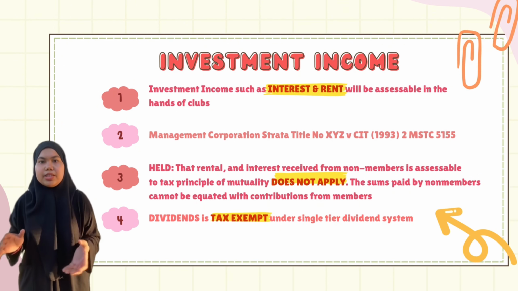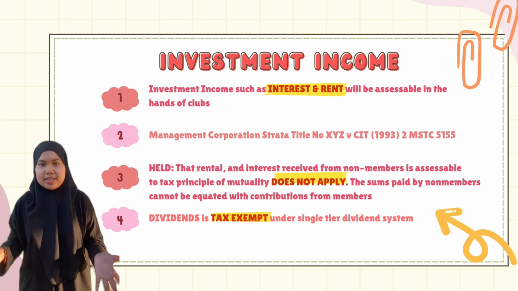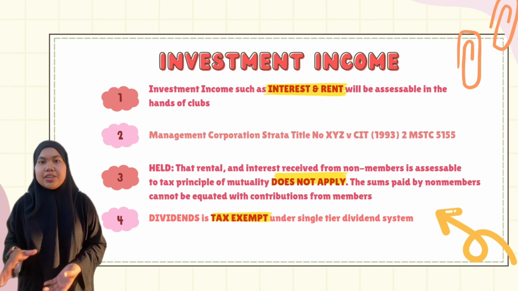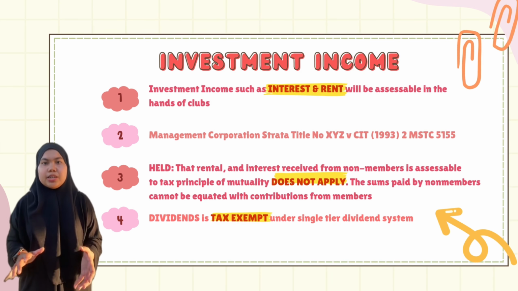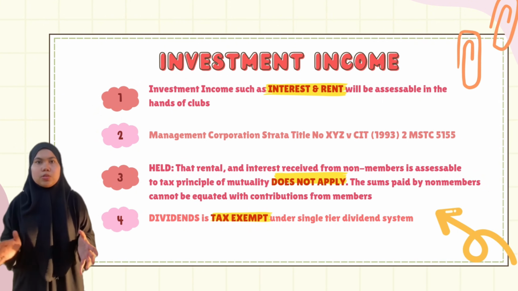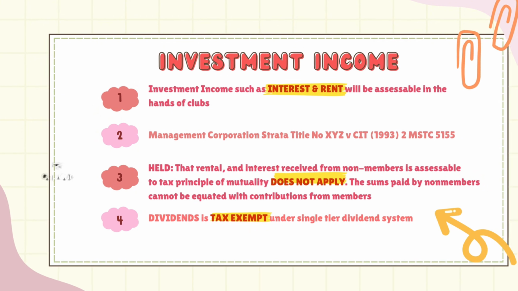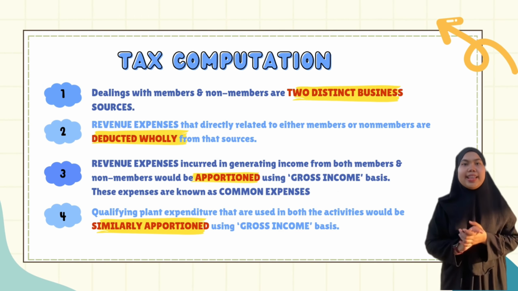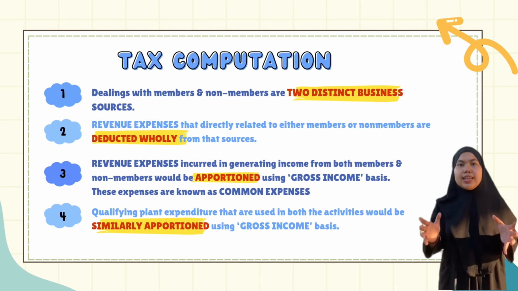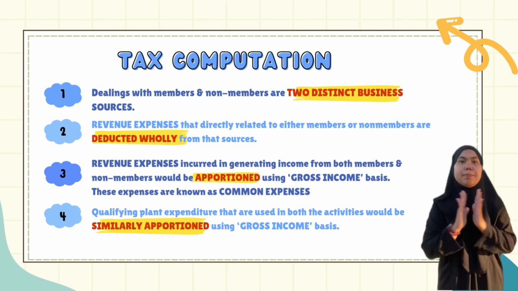Lastly, dividends received by clubs are tax exempt under the single-tier dividend system. So no further tax is imposed on such income. Now, let's move on to how tax is computed for clubs dealing with both members and non-members.